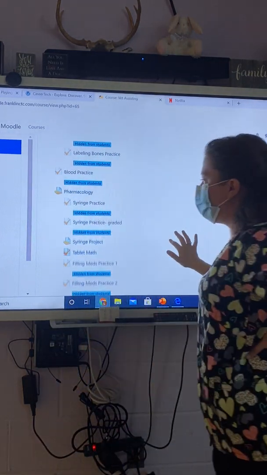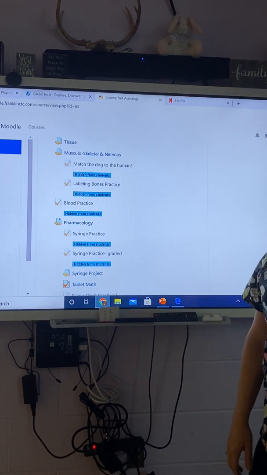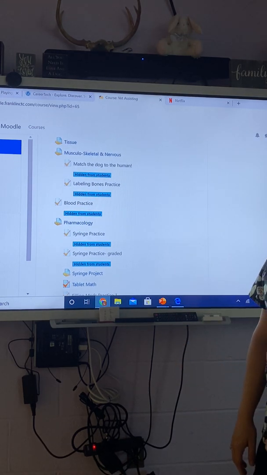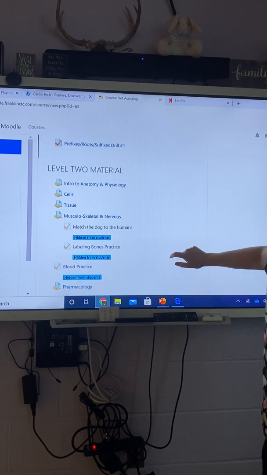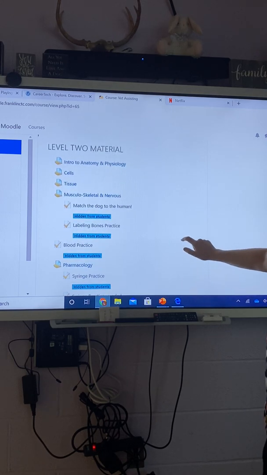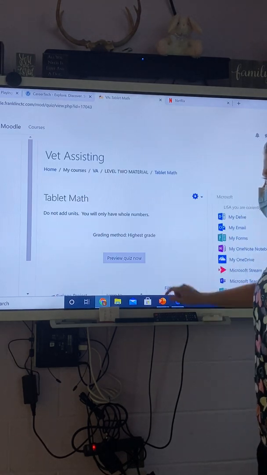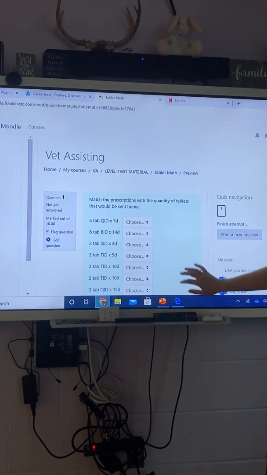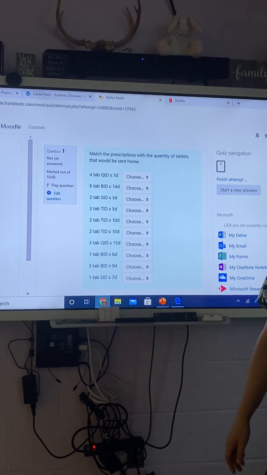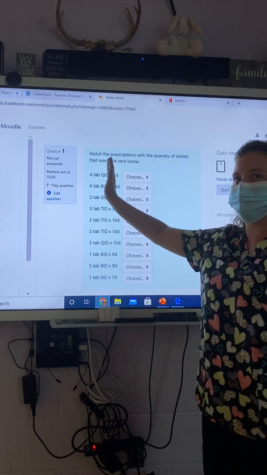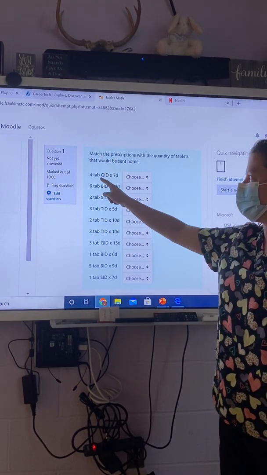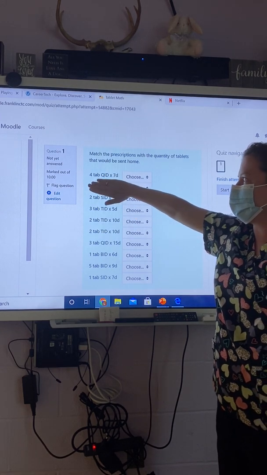You're going to find this practice, it's just 10 problems. I don't know, you might need a calculator. Go to level 2 material and click on tablet math. And it's just going to be matching. It was just easier to do it this way. So I would just do it on a piece of paper and be like, let's do this one together.